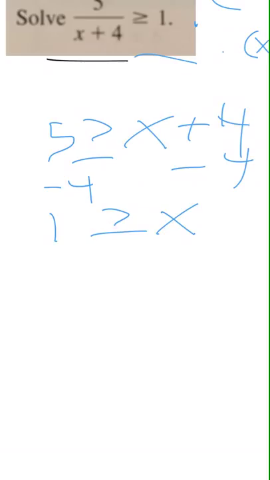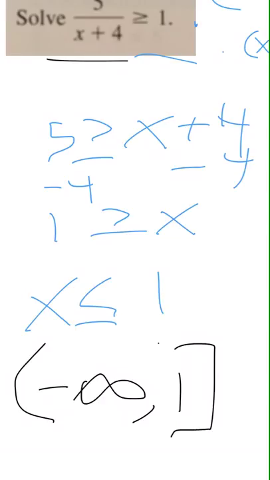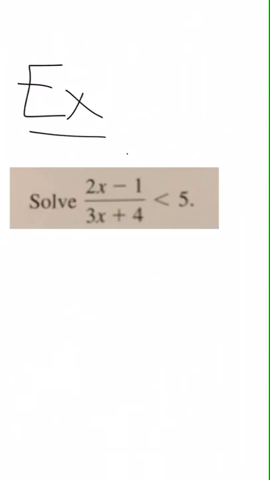Or, if you like the x being on the left-hand side, you just flip the inequality. x is less than or equal to 1. Since we're looking for values that are less than 1, it'd be from -infinity to 1. Since you never reach infinity, it'd be a parentheses. But since x can be equal to 1, it'd be a bracket. Alright, it says solve 2x minus 1 over 3x plus 4 is less than 5.